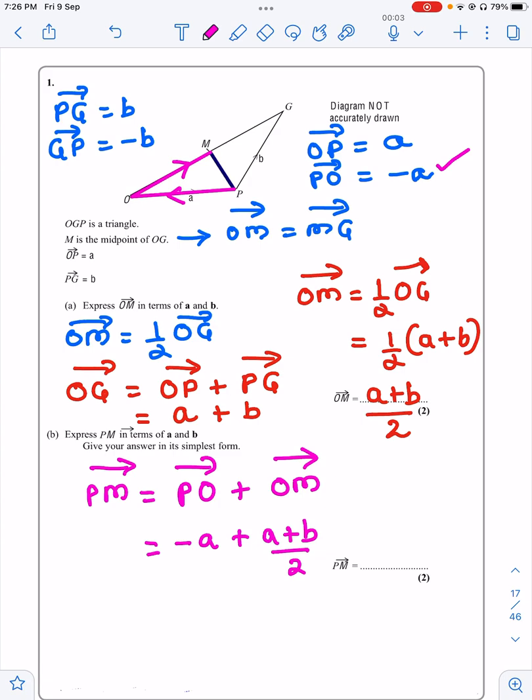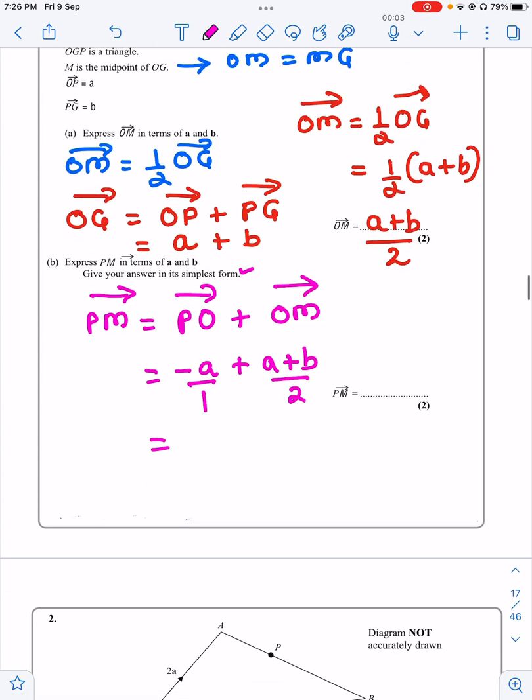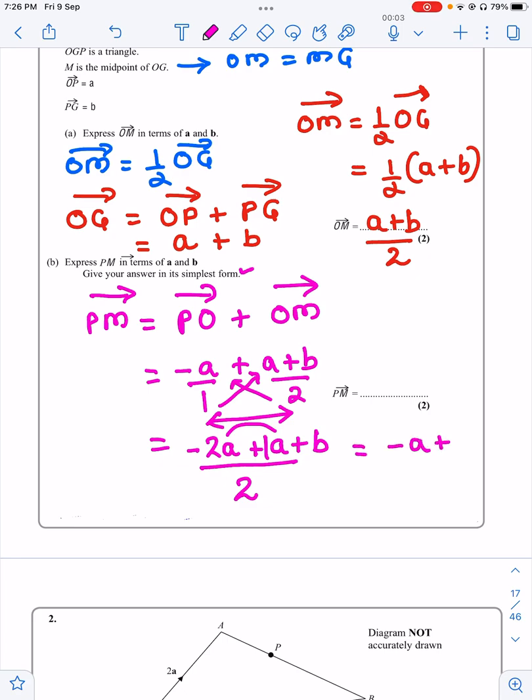As they have already mentioned, give your answer in simplest form. I will find out the LCM. How I find out the LCM? 2 will be multiplied to minus A, 1 will be multiplied to A plus B, and 1 and 2 will be multiplied to each other. So 1 into 2, 2. This 2 multiplies to minus, so minus 2A plus anything into 1, the value is same. Now there are two values A and A which I can subtract. Minus 2A plus A gives me minus A plus B upon 2. My answer is minus A plus B upon 2.